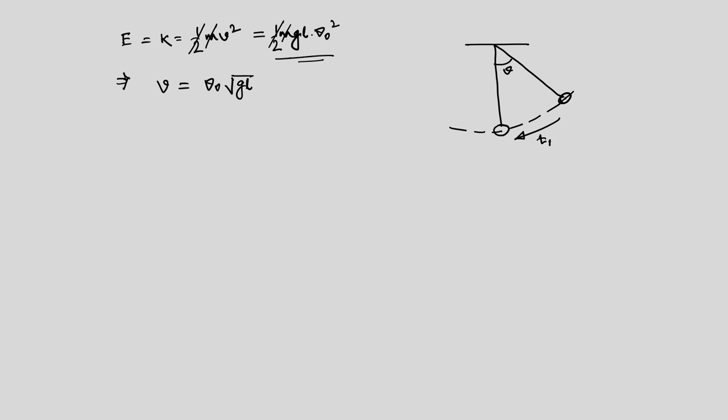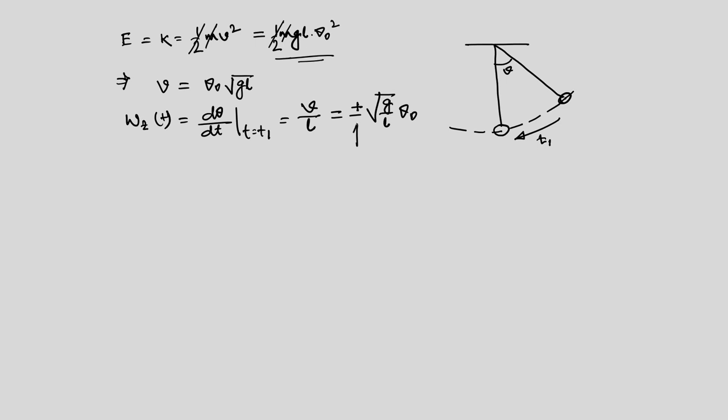Now, at this point again we can also calculate angular velocity. So, it is d theta d t at t is equal to t 1. So, that you can show that it is V by L, and in this case we already know what V is. So, we have plus minus square root of G by L theta naught.